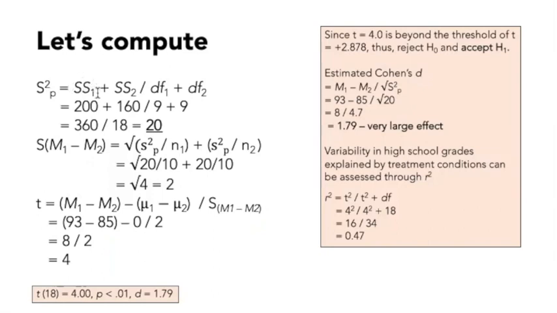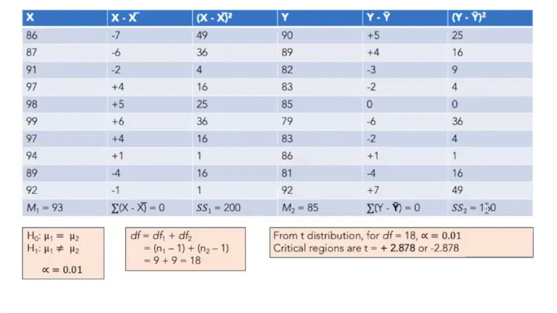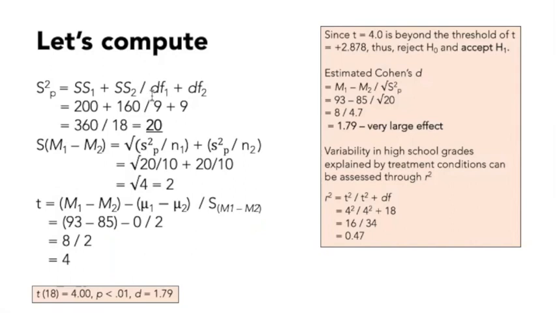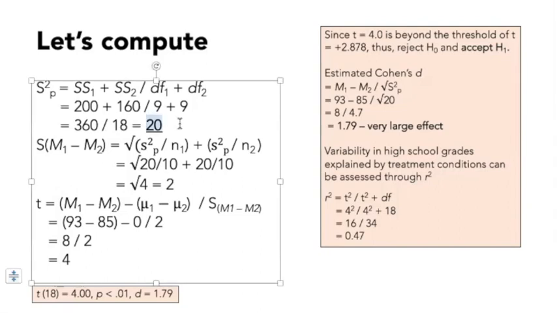So sum of squares of group 1 plus sum of squares of group 2 divided by degrees of freedom of group 1 plus degrees of freedom of group 2. Sum of squares for the first group is 200, is here. Sum of squares for the second group is 160. So 200 plus 160 divided by 9 plus 9. So each group had 10 individuals. So degrees of freedom is n minus 1, that is 9. So 9 plus 9 is 18. So 360 divided by 18, the answer is 20. So pooled variance is 20.